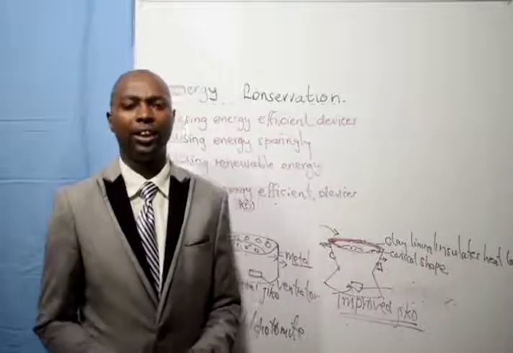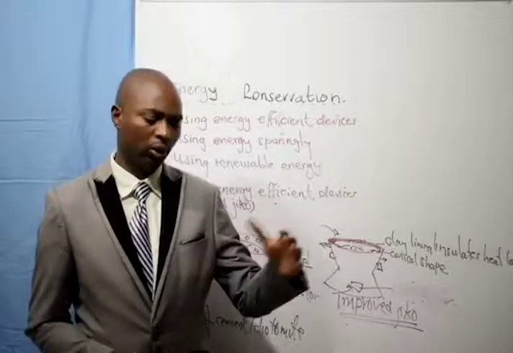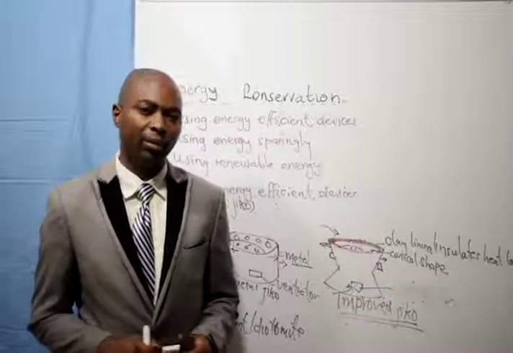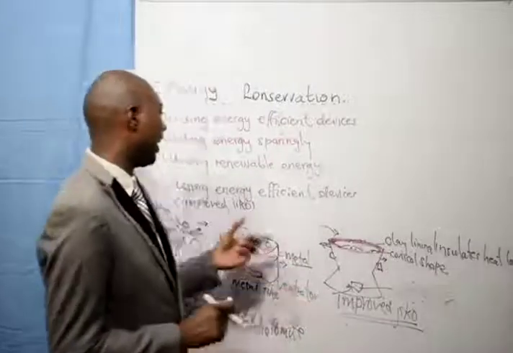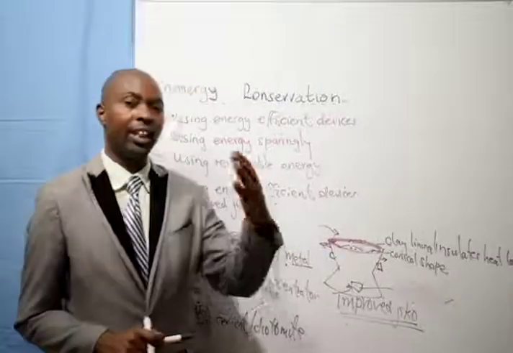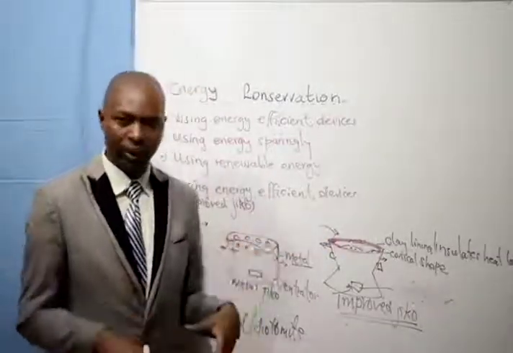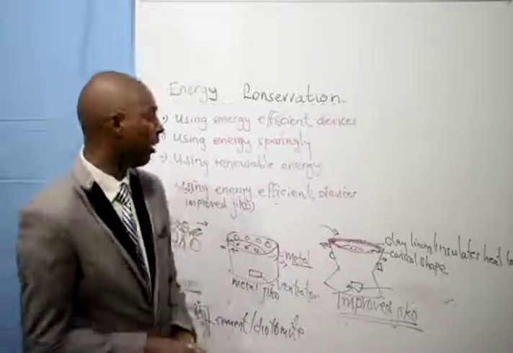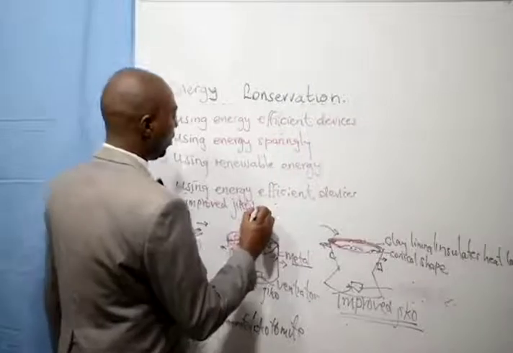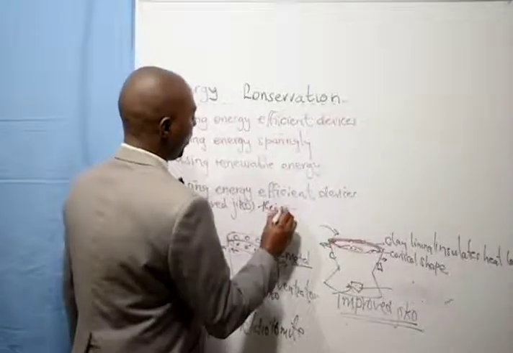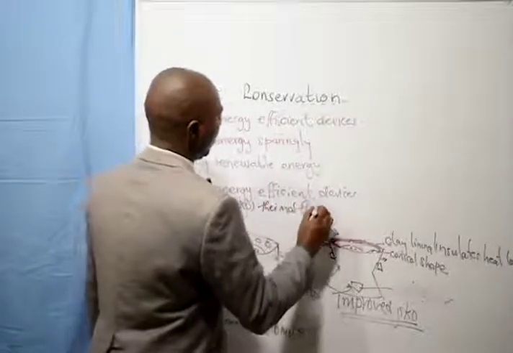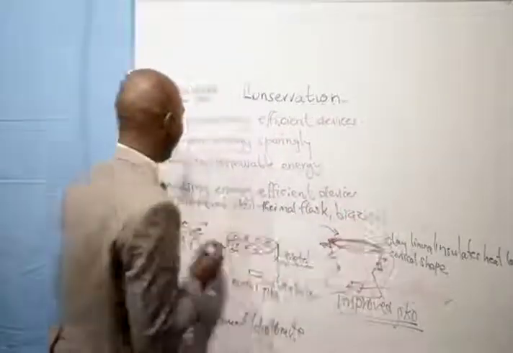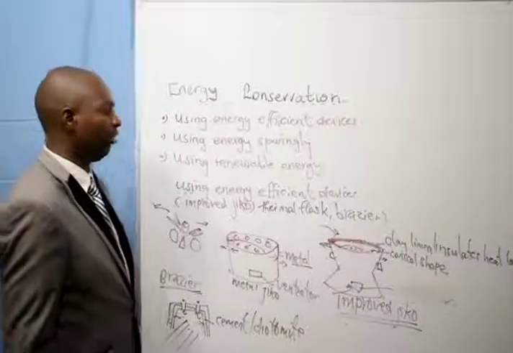You can also look at a thermal flask. A thermal flask, you put hot water, and by morning the water will still be hot. Therefore, a thermal flask can also be referred to as an energy efficient device, because the energy that will be used to heat the same water that was stored in the thermal flask is saved. Therefore, energy efficient devices include jiko or thermal flask, or a brazier. These are examples of energy efficient devices.